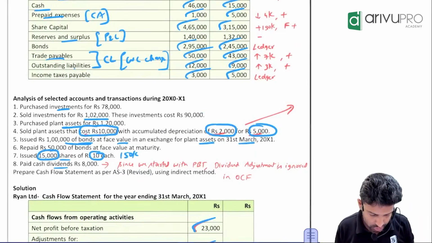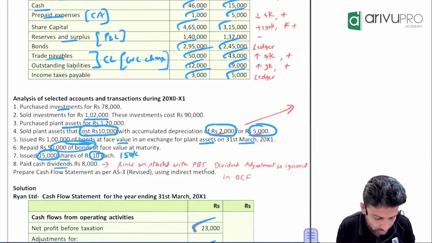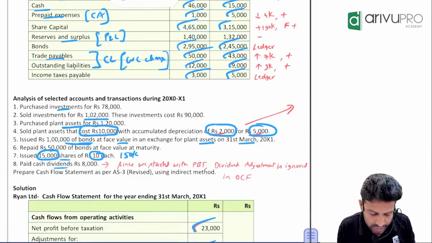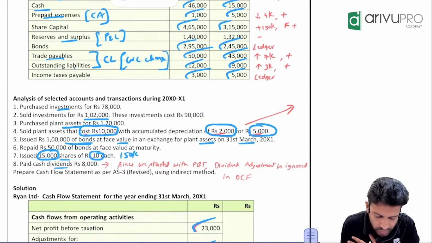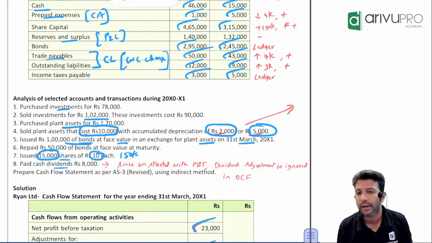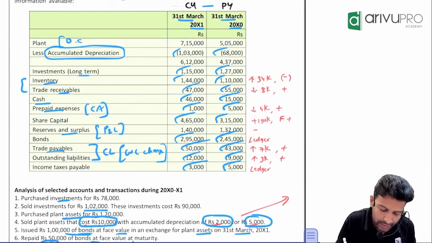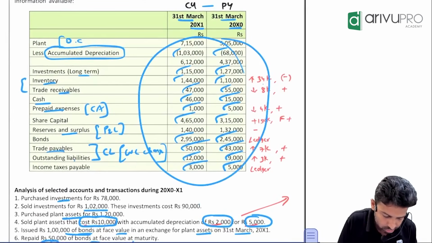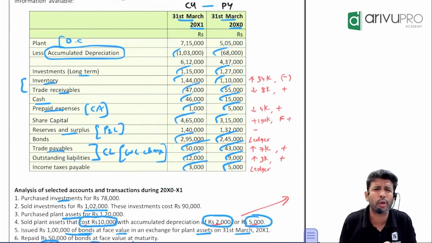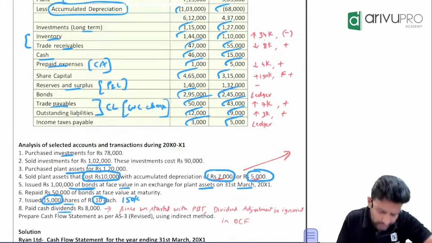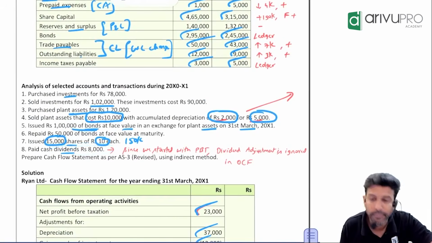Next, what is next? I think bonds are over. No, I think we captured that. Next, we issued 50,000 shares, which we have already captured. We paid dividend. How much? 8,000. Go back to your balance sheet. Is there any dividend payable? Should we open a ledger or directly? Directly. How much is the dividend paid?